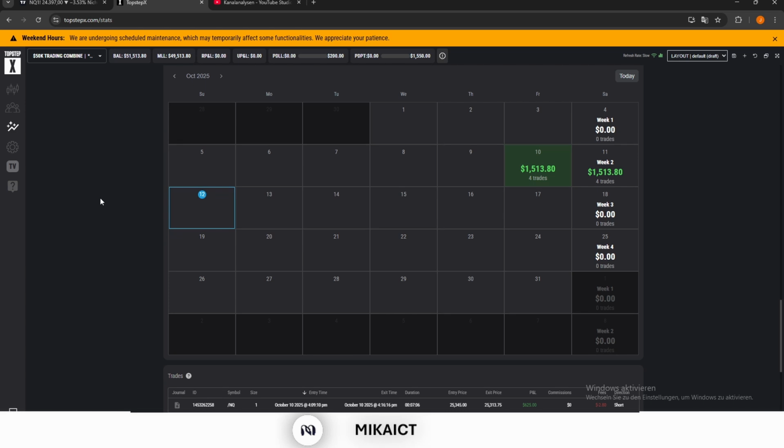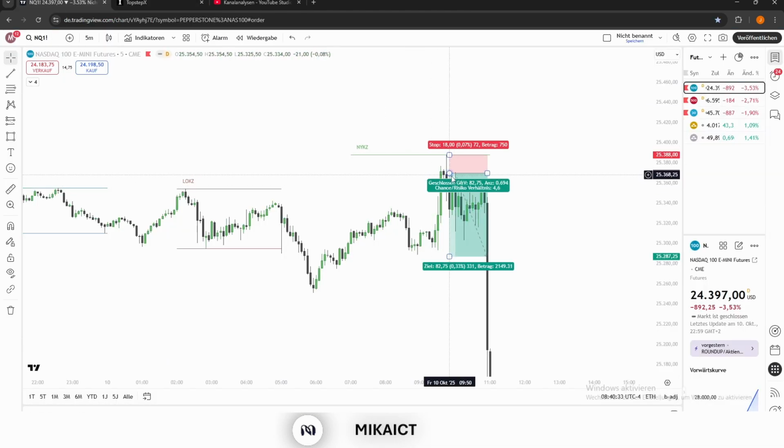Today I want to give you my recap from Friday. I took one trade. It was on a combine, so you can see no funded account today. You can see I made $1.5 thousand. The reason for that is because on Topstep you have a consistency rule of 50%, so you're not allowed to make more money. So I had to close my trade, but I caught a really good short. I was able to almost short the top here, and I closed my trade here.